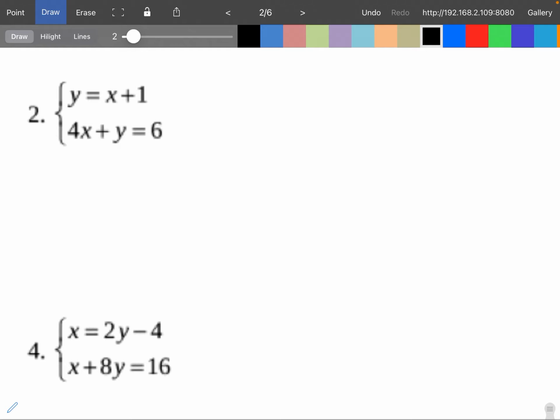Do we have that already? On number 2? We do? What do we got? So on number 2, do we have one of the equations solved for one of the variables? No. Do we have x or y by itself on one side of the equal sign in either equation?